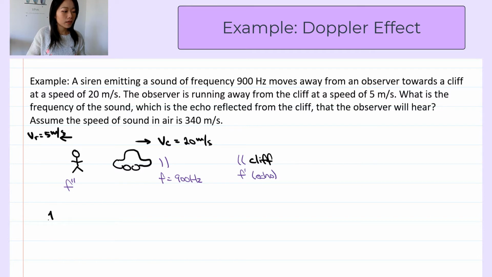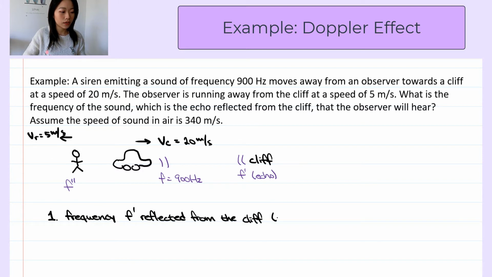Step 1. We want to find the frequency F prime, that is the frequency reflected from the cliff, which is the echo.